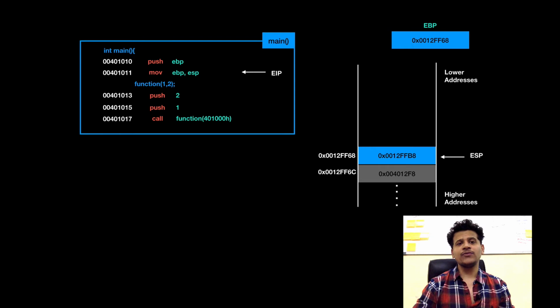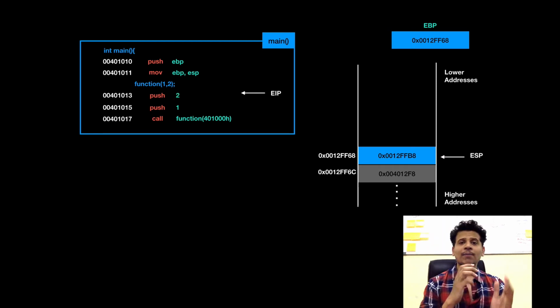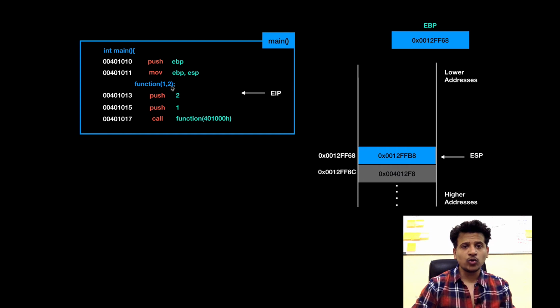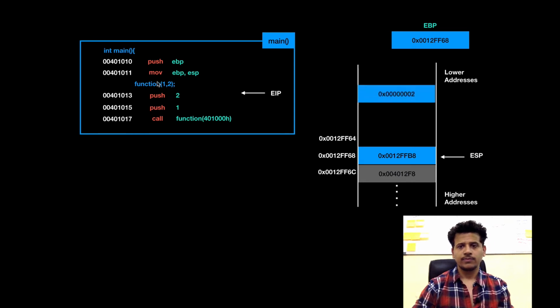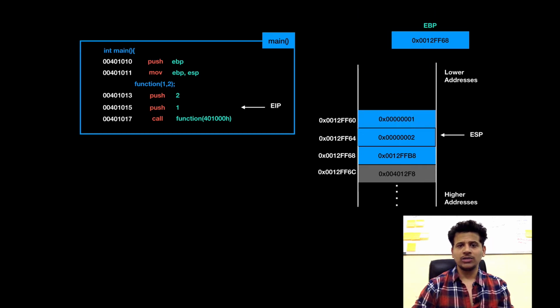The next C statement is calling the function, and we are passing two arguments, 1 and 2. For that, first we will push 2 onto the stack, because as we have seen in the cdecl video, when we are passing arguments to another function, they will always get pushed from right to left. So that's why 2 will get pushed first, because it's in the rightmost position. After that, 1 will get pushed. Now 1 will get pushed onto the stack.